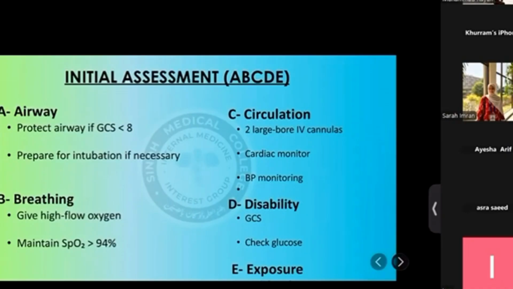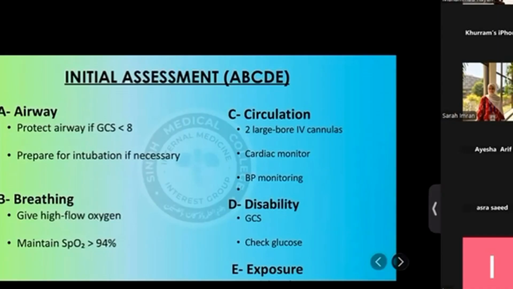You go for the nasogastric tube, the NG tube placement, so that the patient might not aspirate. And if the GCS is very low and there is also decreased saturation, and the patient is either developing decreased respiratory rate or is very tachypneic, then you will consider the patient for intubation as well.